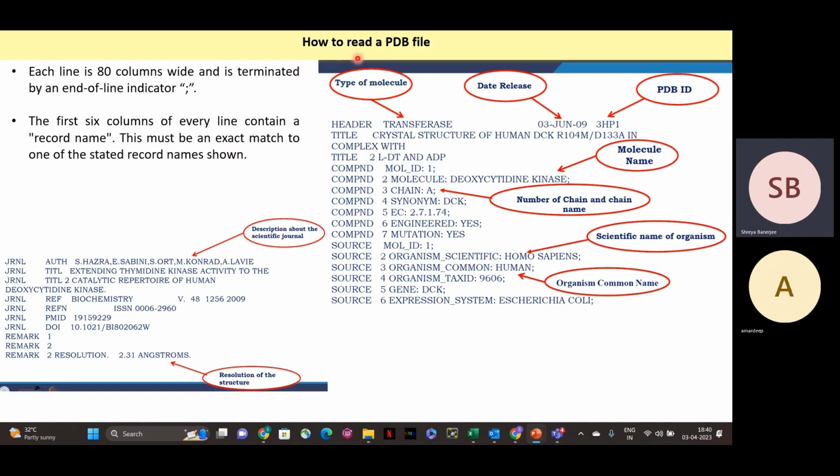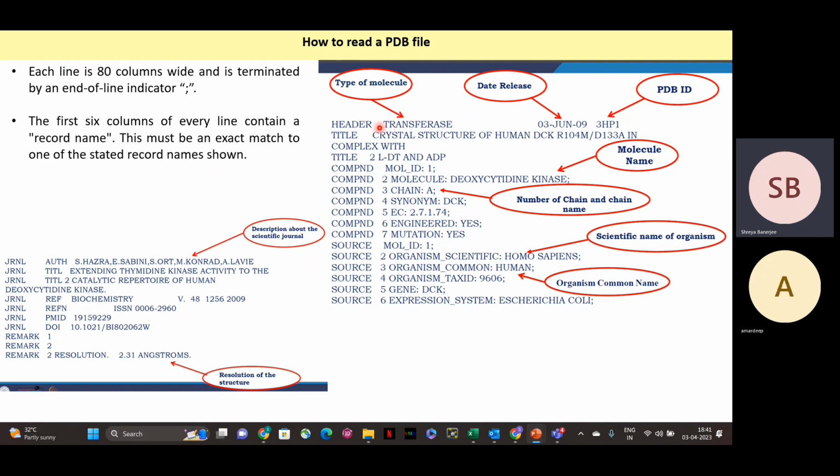So how do you read a PDB file? Each line is 80 columns wide and is terminated by an end of line indicator, a semicolon. So you can see for each line, there is a semicolon at the end. The first 6 columns of every line contain a record name. So you can see this word HEADER, that is called a record name, or TITLE, COMPND. So whatever is present in the first column, that is called a record name. And these have to be exactly the same in all PDB files.